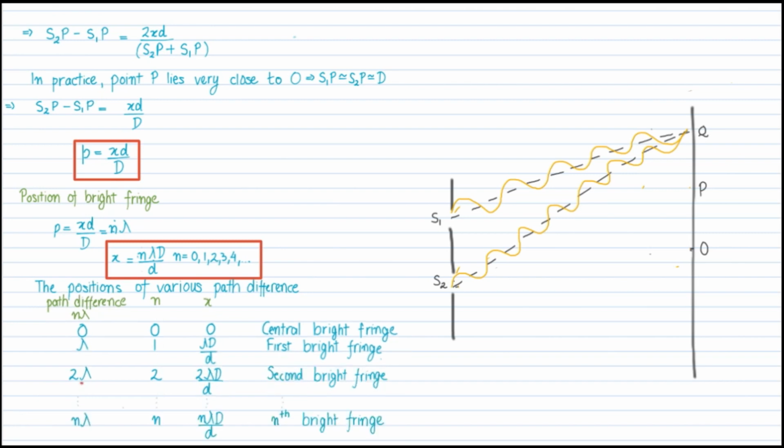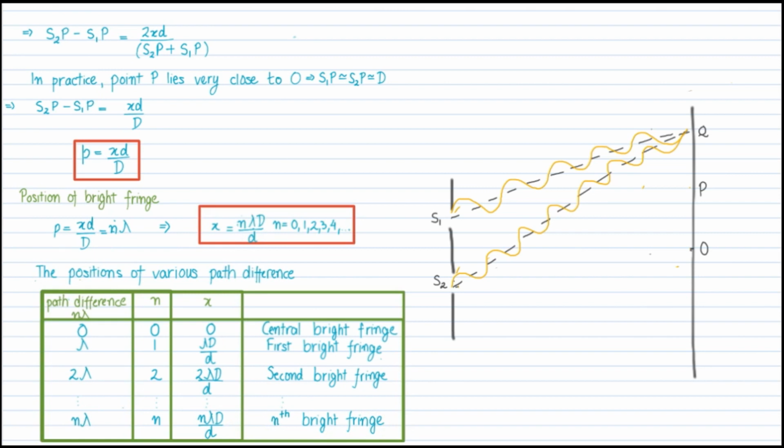If we keep on continuing like this, consider the path difference is n lambda, where the value of n is n, and the position of this bright fringe will be n lambda D by d. So at that point you will get the nth bright fringe. So this is the expression for the nth bright fringe.